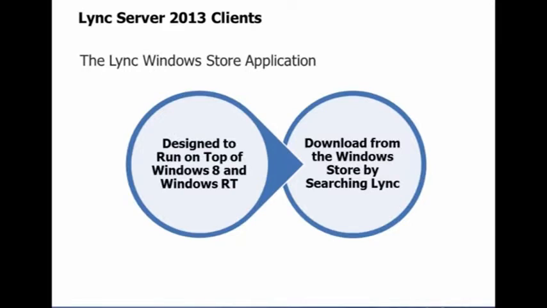Microsoft also provides a touch-optimized Lync application, which is designed to run specifically on top of Windows 8 and Windows RT. Windows RT is codenamed Windows on ARM, and it's a special Microsoft Windows operating system designed to run on mobile devices, utilizing the ARM architecture such as a lot of your tablets. You can download the Lync application through the Windows Store by searching for the word Lync.